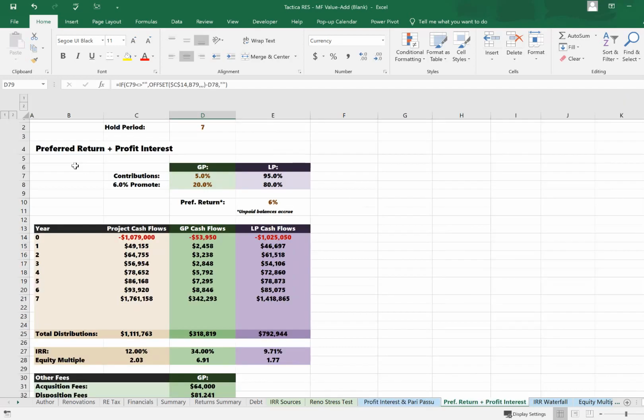The next partnership model option you can do is a preferred return plus profit split. So this is almost identical to what we were just looking at.